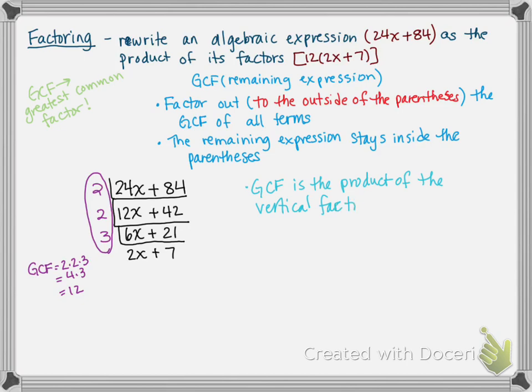Oops, I was going to write factors. There we go. Okay, so that 12 is going to go in front of the remaining expression, and that remaining expression is going to be in parentheses. Where do you find it? At the bottom of the factor ladder. That's right, if you factored it completely, the guy that's at the bottom will be what goes inside the parentheses.